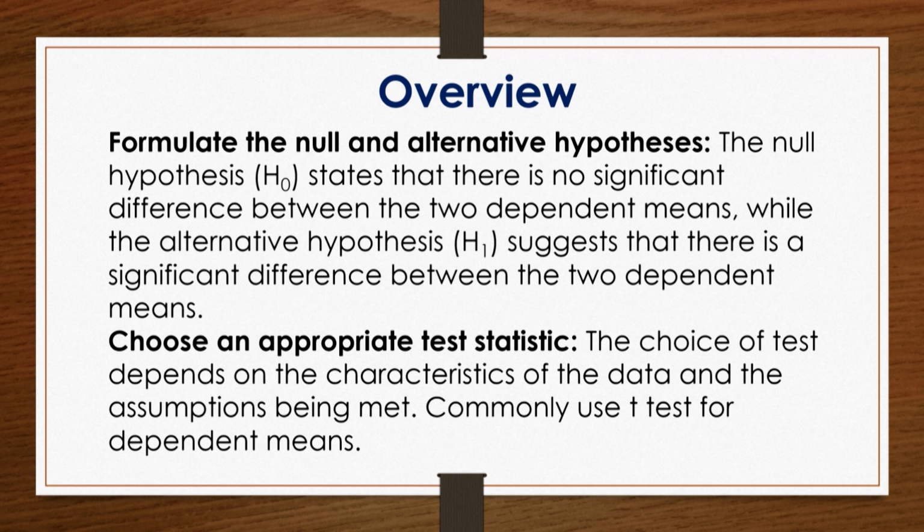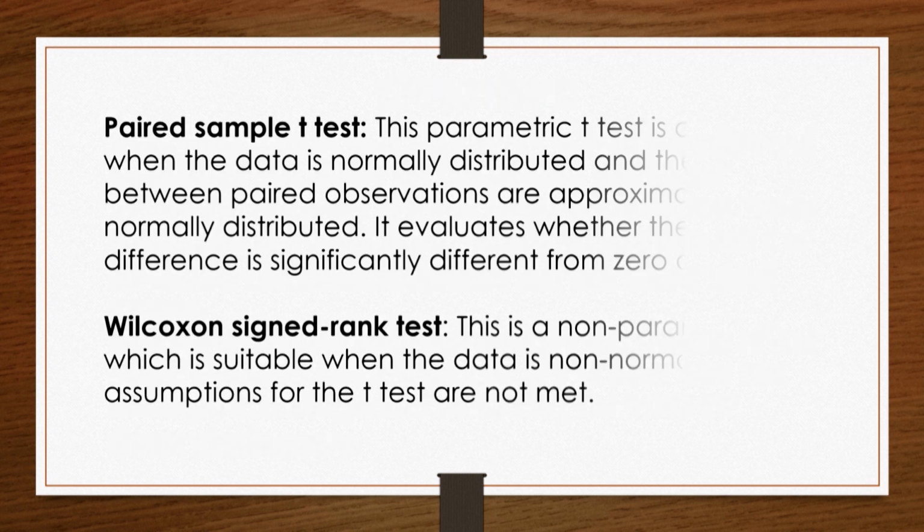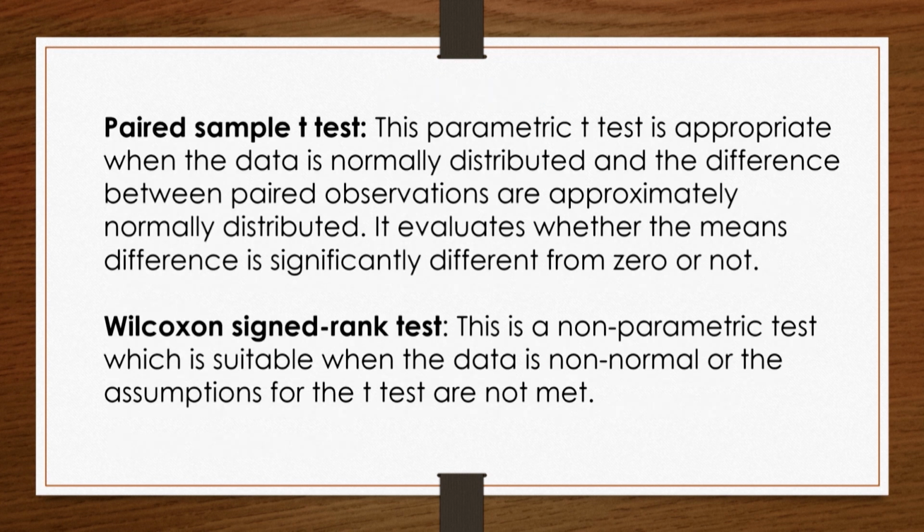Choose an appropriate test statistic. The choice of test depends on the characteristics of the data and the assumptions being met. Commonly used t-test for dependent means: Paired sample t-test. This parametric t-test is appropriate when the data is normally distributed and the differences between paired observations are approximately normally distributed. It evaluates whether the mean difference is significantly different from 0 or not.